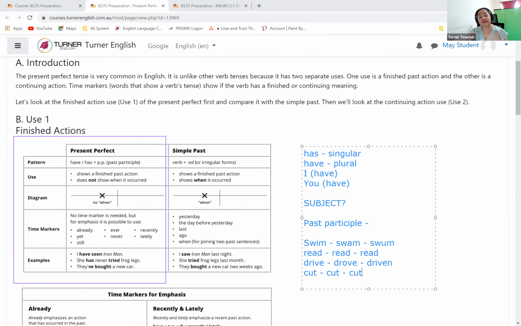You already know that from your previous grammar class. We'll just need to review it. You just need to remember that. Okay, so let's have a look at our example.